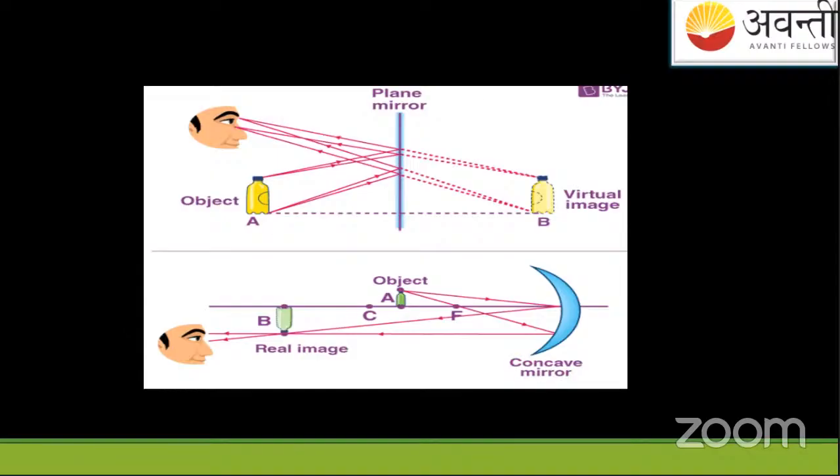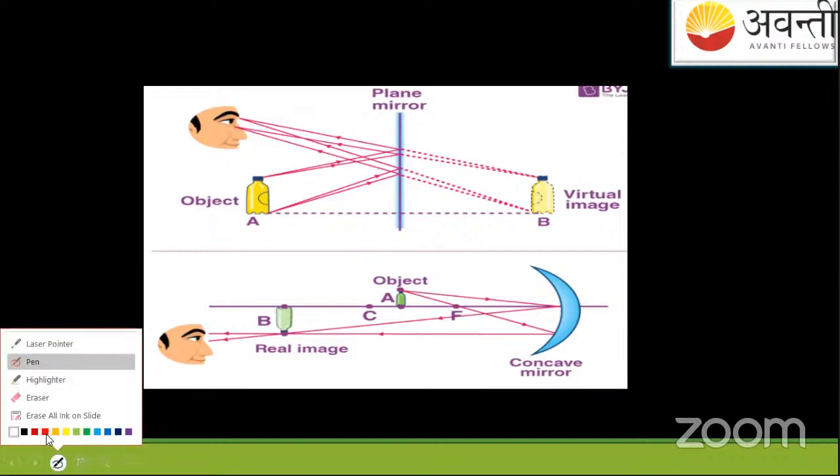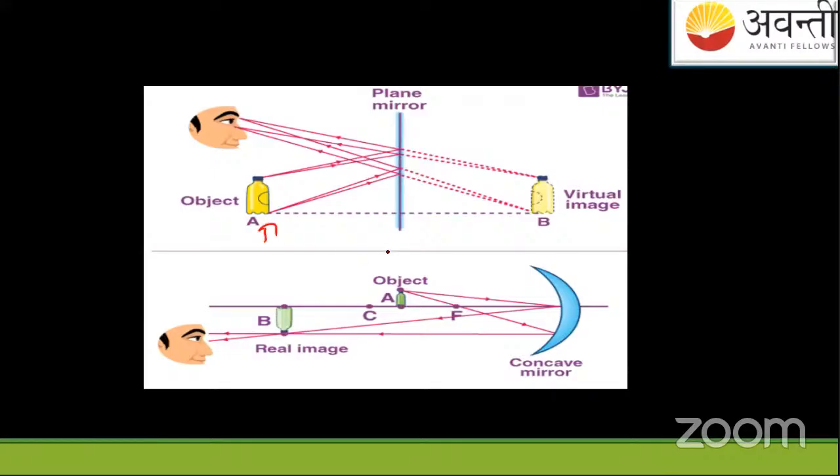Okay, so from this picture, it's already very much clear to you. That is, if an object is kept in front of the plane mirror, let me show you with this red pen. This is the object, this is the plane mirror. So you know the concept. When the object is kept in front of the plane mirror, what happens? Object distance equals image distance. This you have seen. So this is the object distance, and this is equal to the image distance.